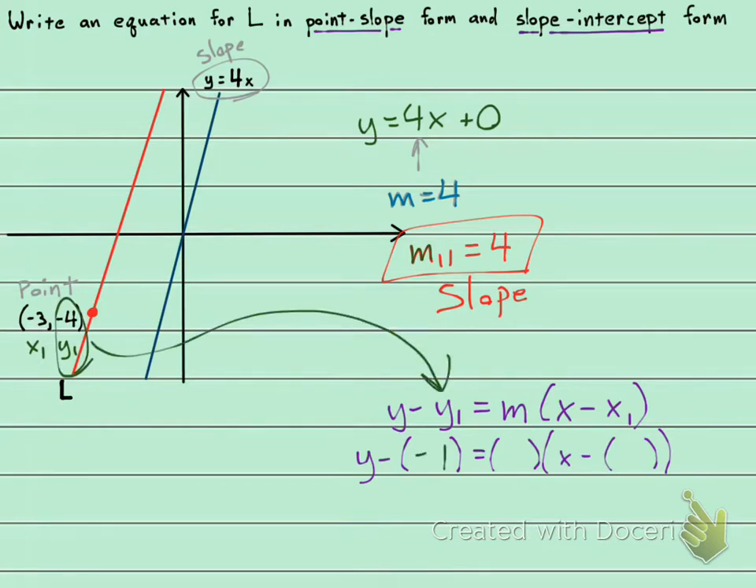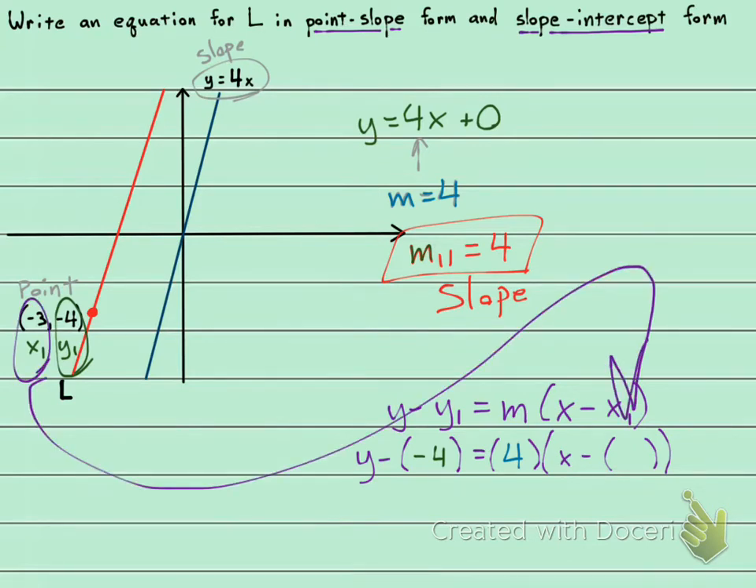y1, negative 4. Okay, make sure that this negative drops down. So we're subtracting a negative 4. I'll get rid of that line. We can plug in our m right here. All right, m is a positive 4. And we'll plug in our x1. And x1 is negative 3. So that's going to go right there. Negative 3.